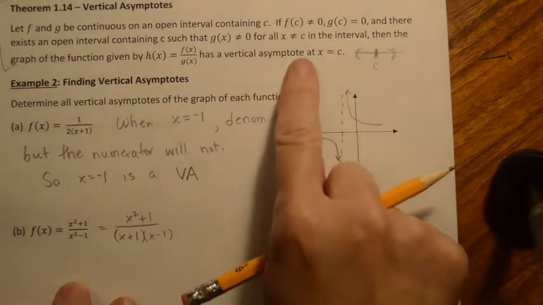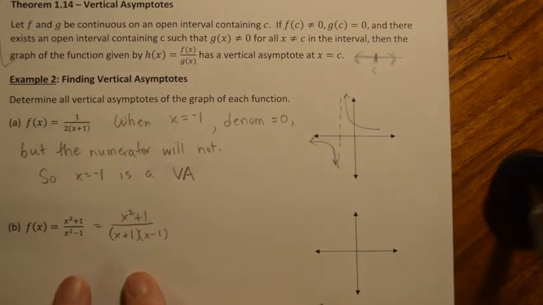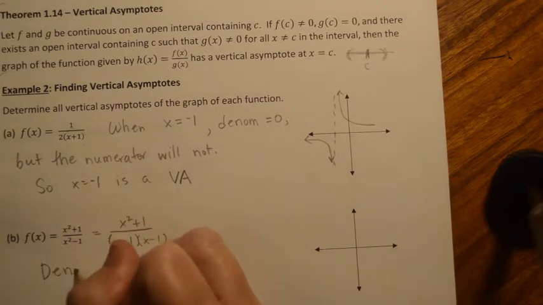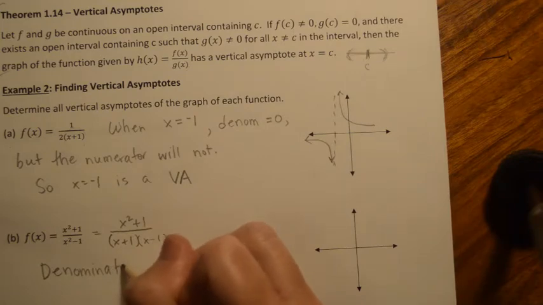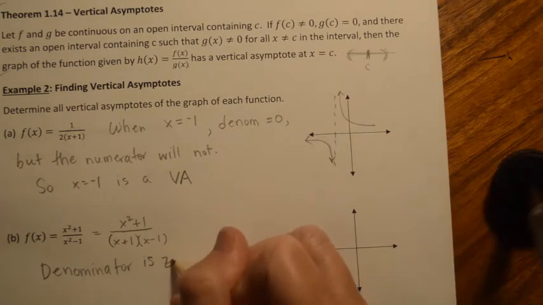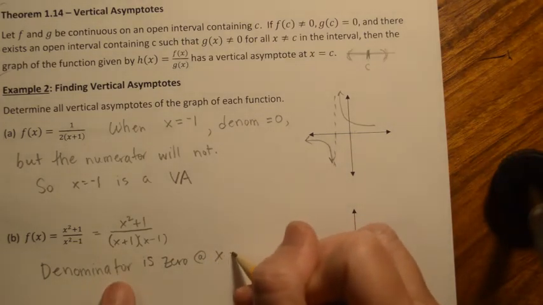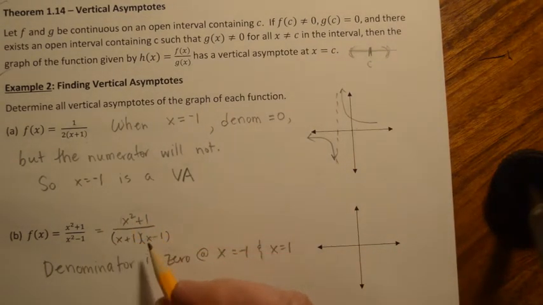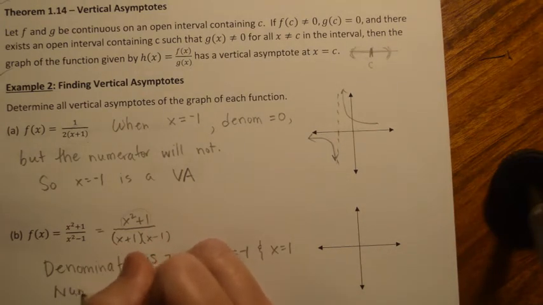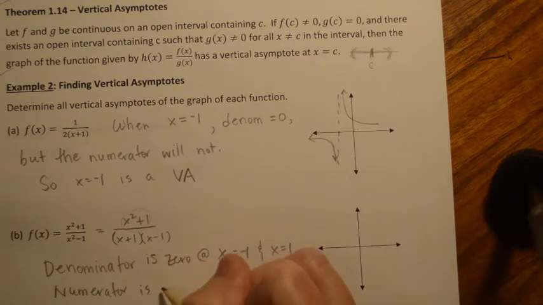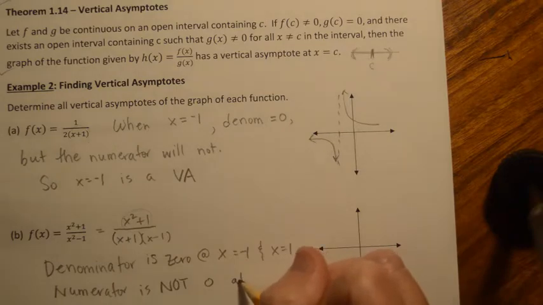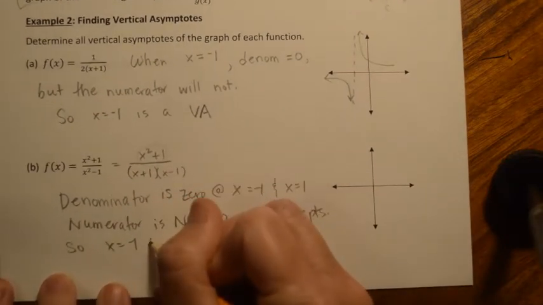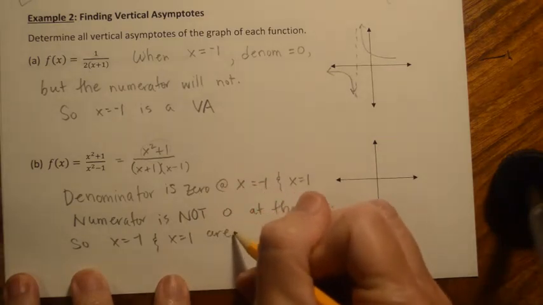All right, so again, according to this theorem, we're looking for all places where the denominator is 0 but the numerator is not, in order to figure out what our vertical asymptotes are. So in this case, we can say that the denominator is 0 at x equals -1 and x equals +1. But since we know the numerator is never 0 because it doesn't factor, the numerator is not 0 at these points. So x equals -1 and x equals +1 are vertical asymptotes.